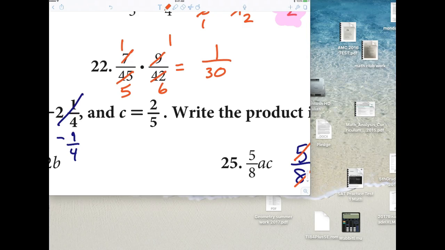What happened? I don't know why my screen is so small. But I'll fix it. All right.